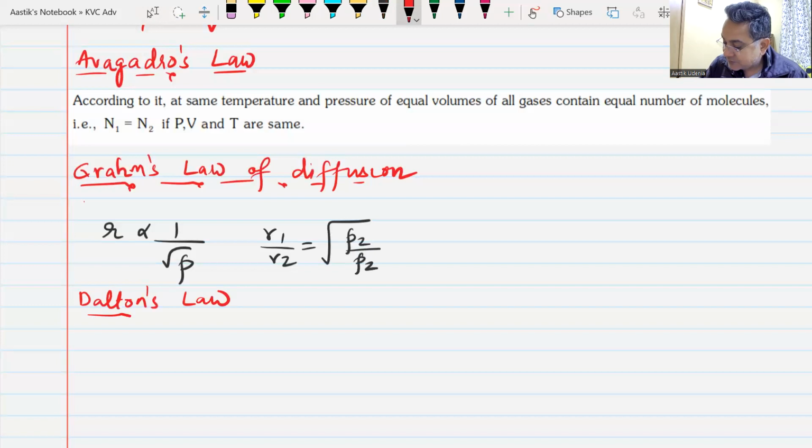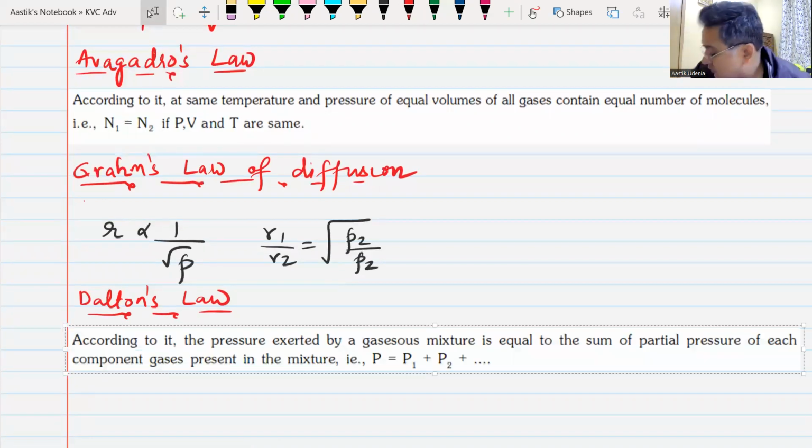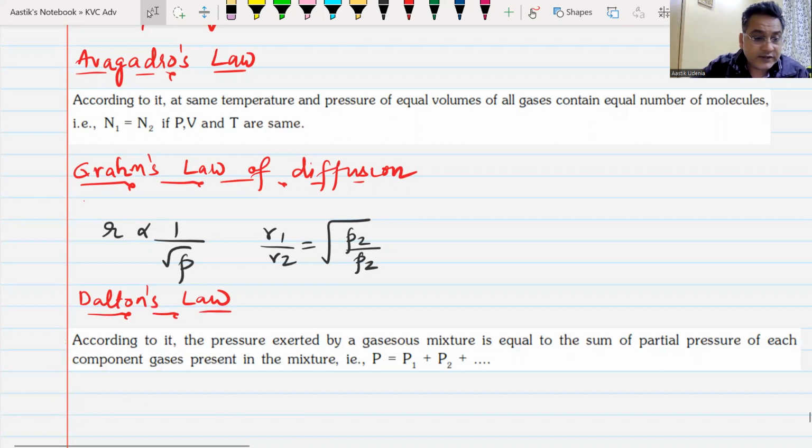Dalton's law of partial pressure. If you have a mixture of non-reacting gases, the total pressure exerted by the mixture will be equal to the sum of the partial pressure of each gas. Yes or no? That is Dalton's law of partial pressure. I hope all of you know this.